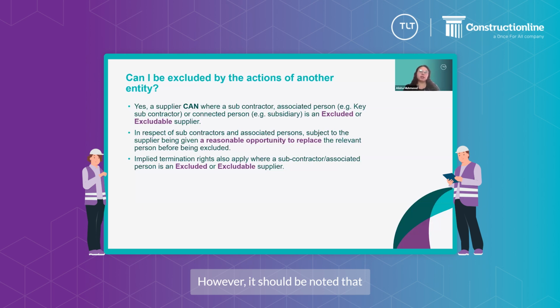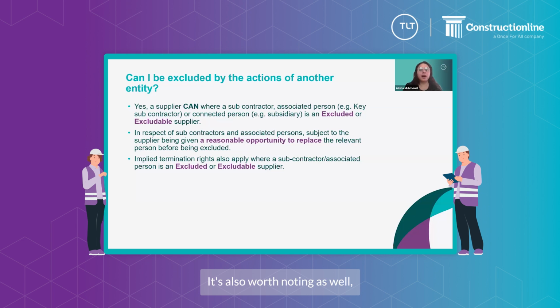However, it should be noted that for subcontractors and associated persons, you should be given the opportunity, and a reasonable opportunity, to replace them before being excluded. So in summary, whilst you can be excluded by the actions of others, in some scenarios, you should be given a reasonable opportunity to replace them before that exclusion happens.